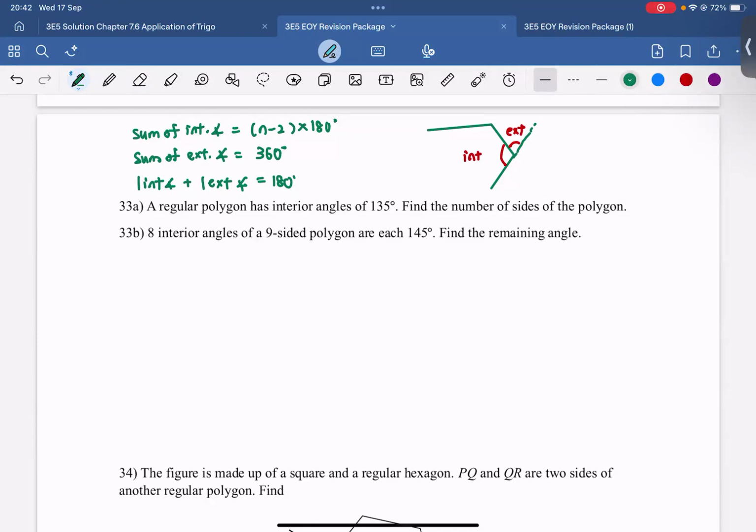Okay? So let's take a look at A. A regular polygon has interior angle. Find the number of sides. When I want to find a regular polygon, it means what? All angles same.